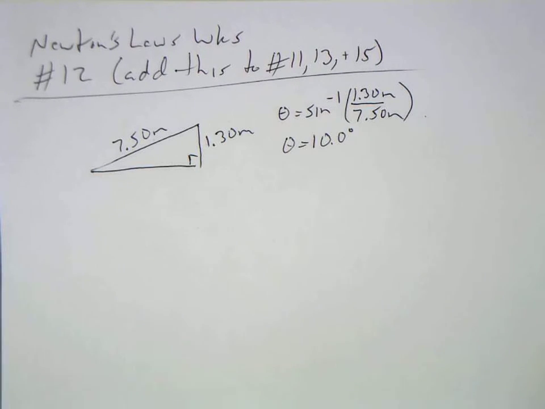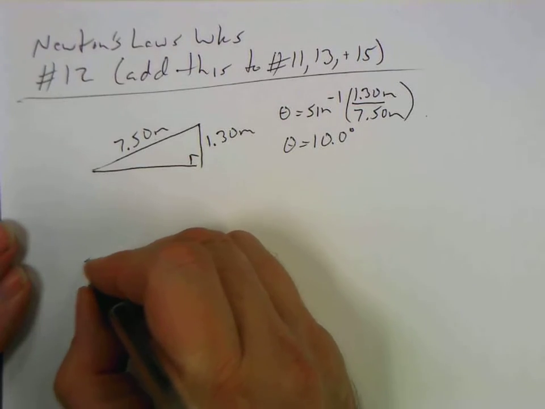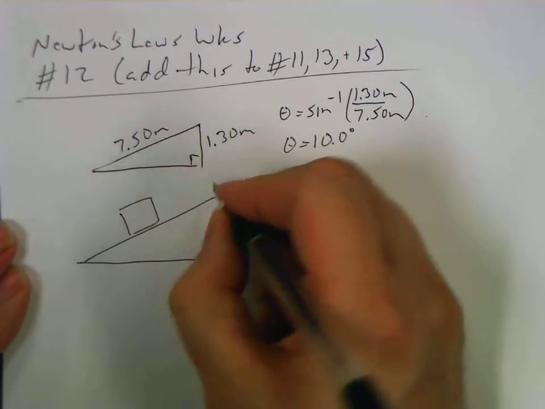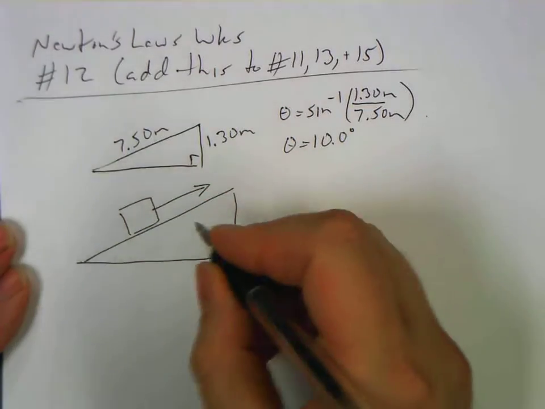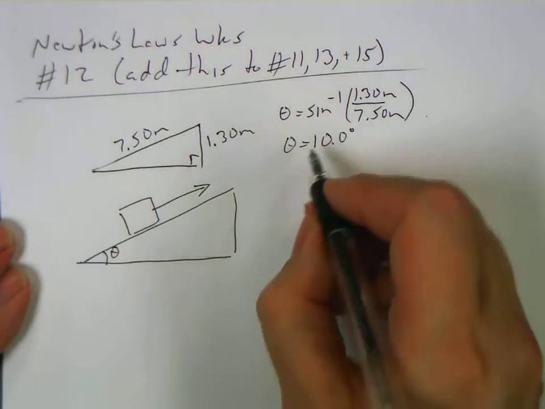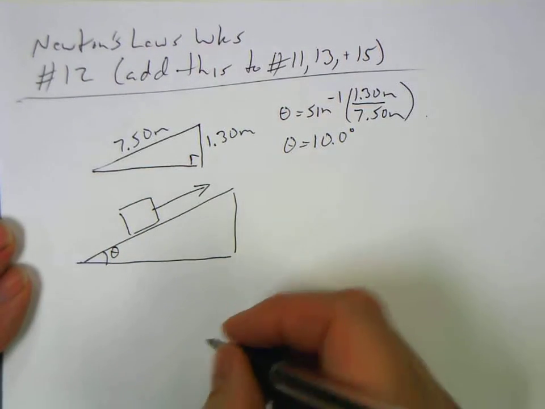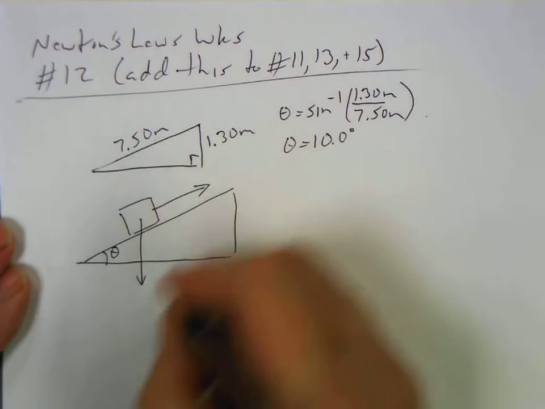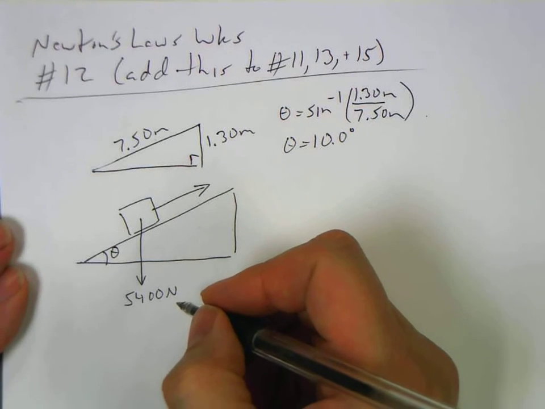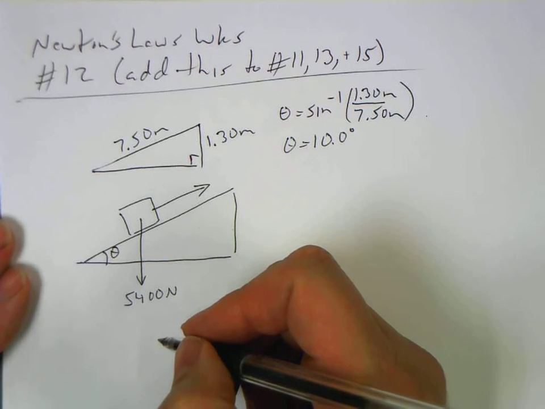All right, let's read through the rest of the question and really draw the problem. A box weighing 5,400 newtons is being pulled up an inclined plane. Okay, so similar incline. Here's the box. It is being pulled up an inclined plane. We have an angle that we just figured out here, which is the 10 degrees. It has a weight of 5,400 newtons. Is being pulled up that way.